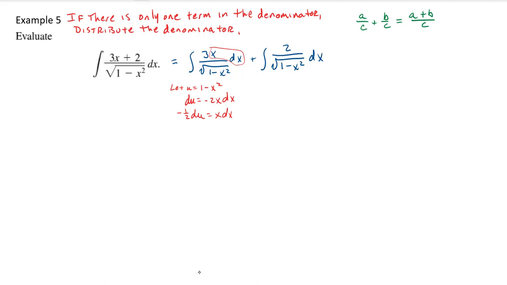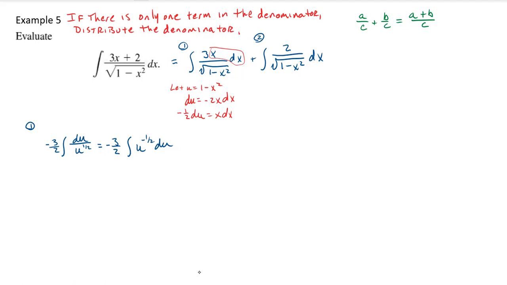So what do I do with that 3 that's in the problem? Pull it out. So that's going to give us a minus 3/2 with that negative 1/2 that I have, times the integral of du over u to the 1/2. By the way, I'm working these as if they're two separate integrals, just working them one at a time. And then at the end, I'll put my answers together. So this I could rewrite as negative 3/2 times the integral of u to the negative 1/2 du.